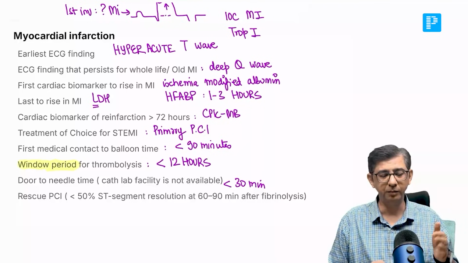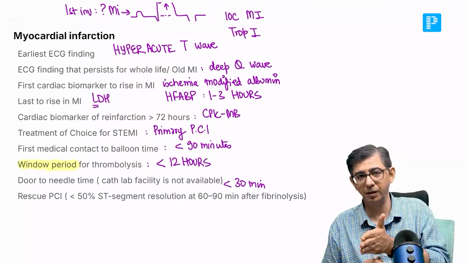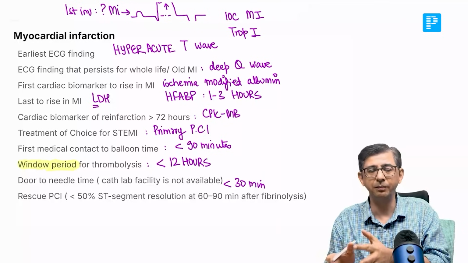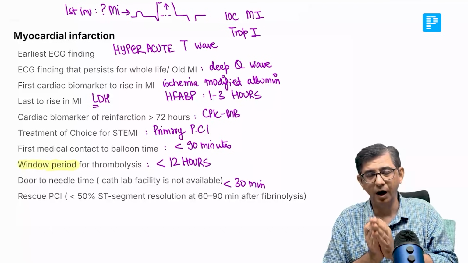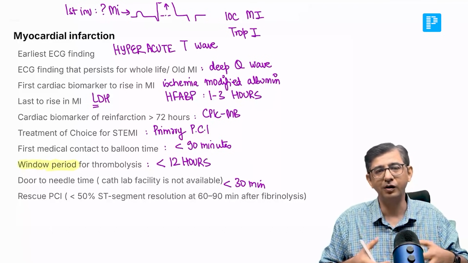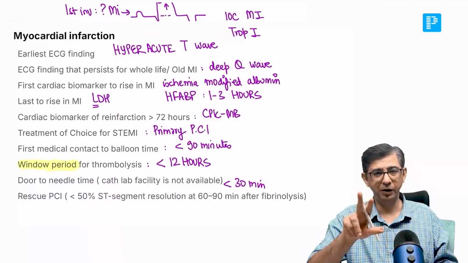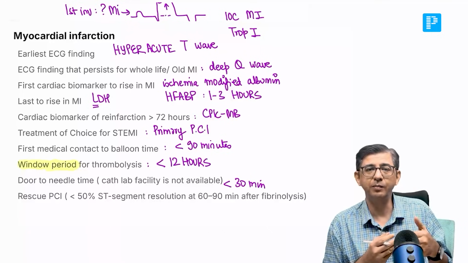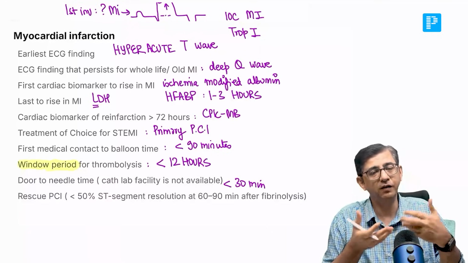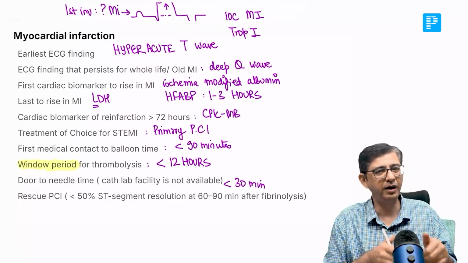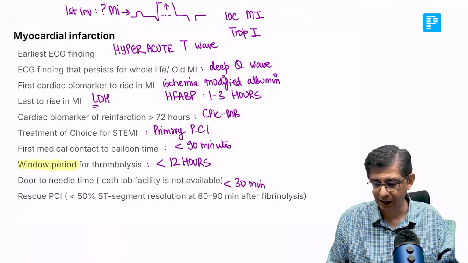When I say window period, it means up to how much time from the symptom onset it can be done. So from symptom onset up to 12 hours, the myocardial tissue is salvageable. But once the patient establishes contact and comes to the hospital, I should be starting it within 30 minutes. Two separate aspects, guys. The procedure is effective up to 12 hours, and the patient comes anytime in that 12 hour period to me. Within 30 minutes, I should be starting the procedure.